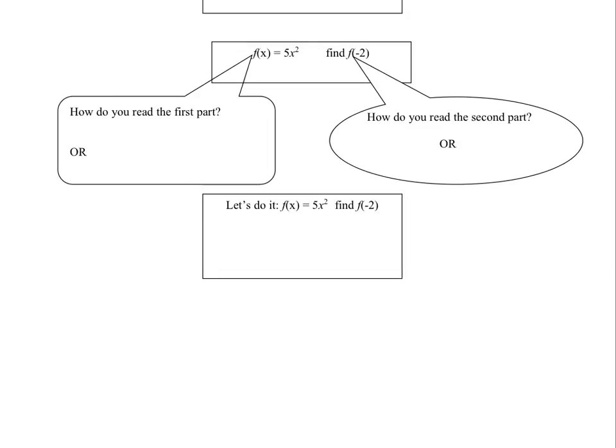All right, so now I'm just going to read this. I want you to listen and look at your paper, see what you have. So here, how do you read the first part? There's two ways. You could say the function, that little f, is not a variable. It is saying this whole thing right here is called a function. And right now, we're just going to say functions are equations that can be graphed. It's more than that, but that's just what I'm going to say functions are right now.